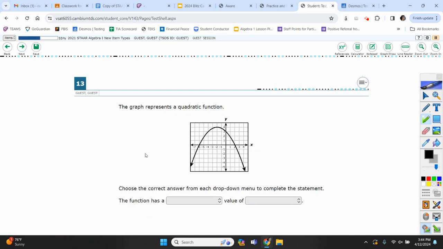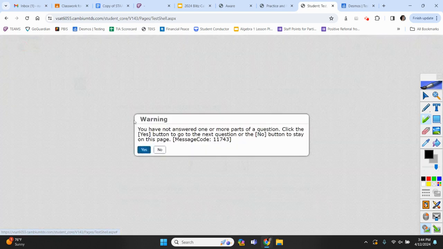Number 13, follow the directions given. And then on your paper, it says the function has a blank value of blank. So you're just writing these on your paper that you're going to turn in. So this is asking for a max or min. This is a highest point. That means it's a maximum. And then what's the value? Your max value is always going to be your y value, not your x value. So you're looking for a y value because remember, think highs and lows. That's up and down. That's y-axis.